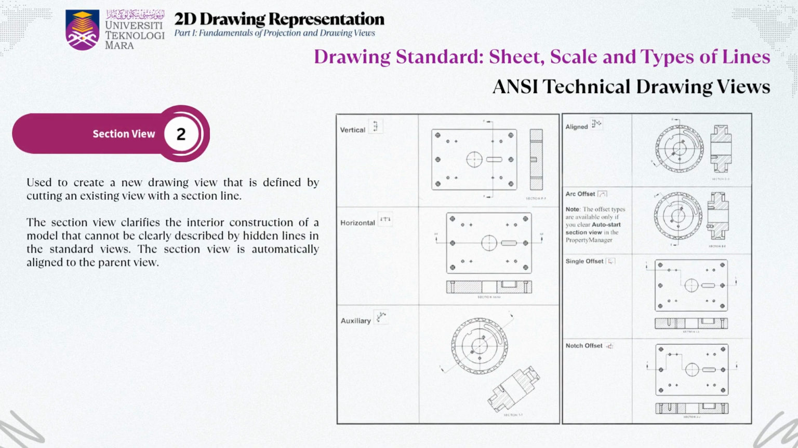Next, we have the section view. Sometimes we need to know what's going on inside a part, not just outside. This is when section views come in. It's like slicing a cake to see the layers inside, we cut through the part to reveal what's hidden. This is very useful for things like internal holes, channels, or features that you can't see from the outside. Section views can be vertical, horizontal, or even offset depending on where we want to slice through.